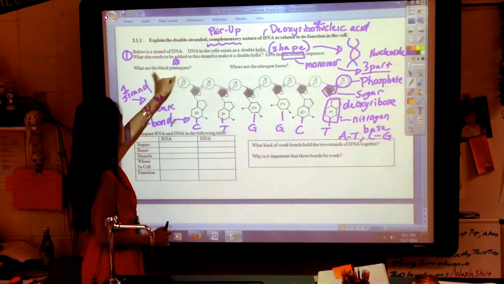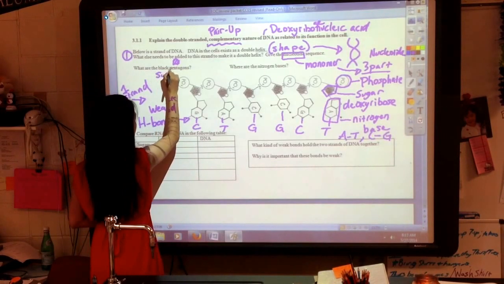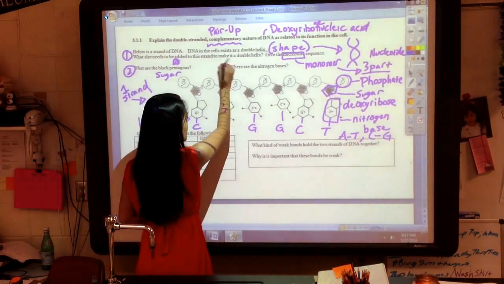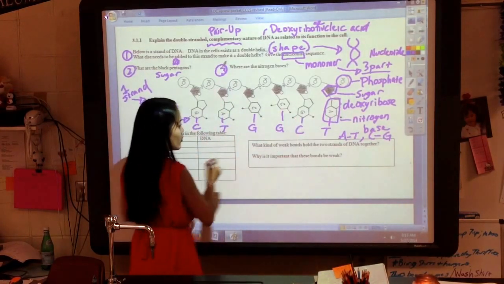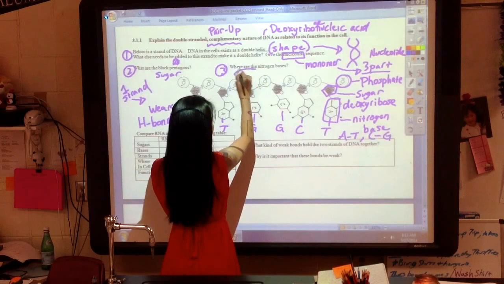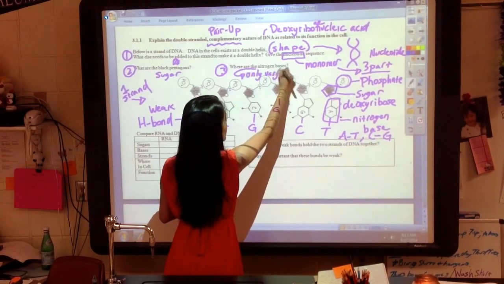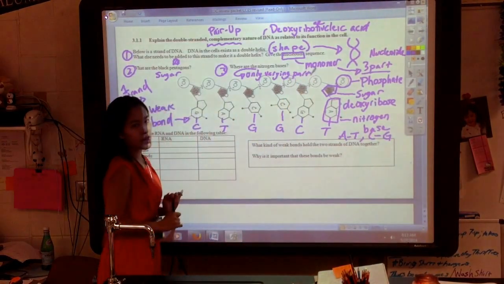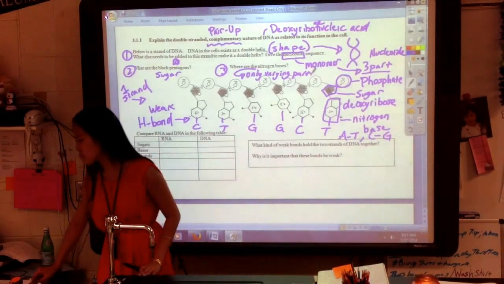So here in these questions, what are the black pentagons? Again, we said this was the sugar molecule. And where are the nitrogen bases? Right down here. Okay, and one thing we'll want to add to that is the nitrogen bases only varying part. So that's the only part of the nucleotide or only part of the DNA structure that's going to be different.